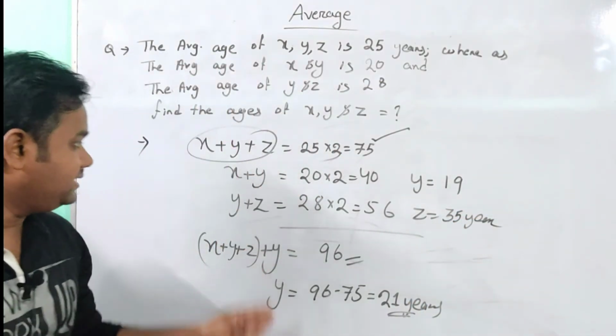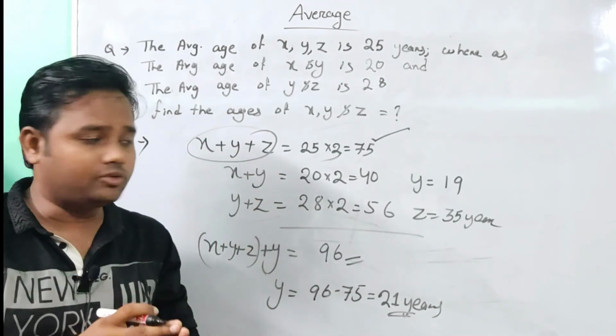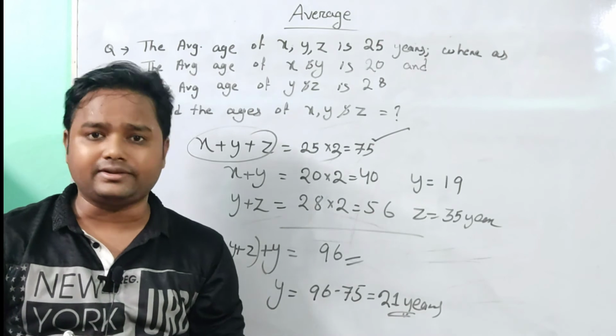Now in such type of question, we have to find what is the total value. After finding the total value, we can get the individual ages.